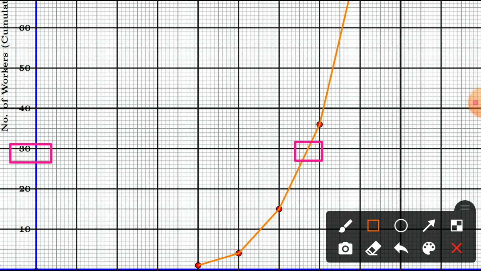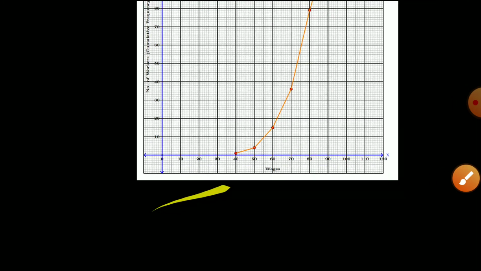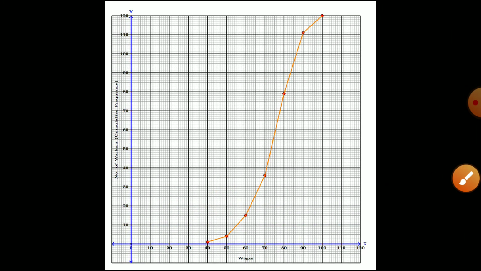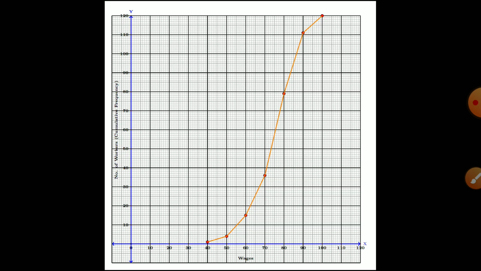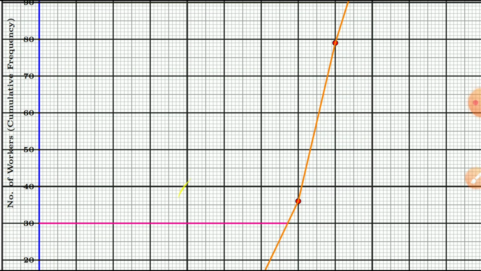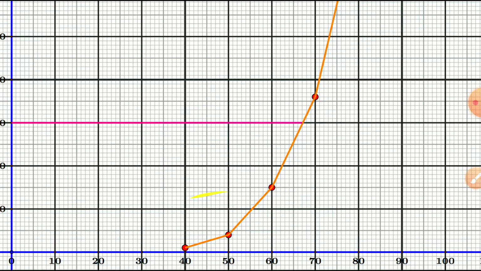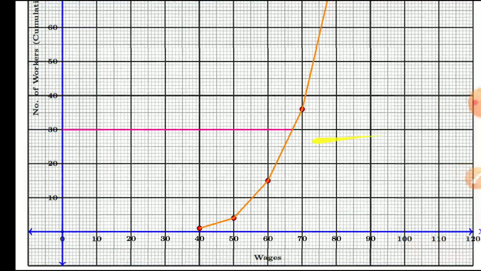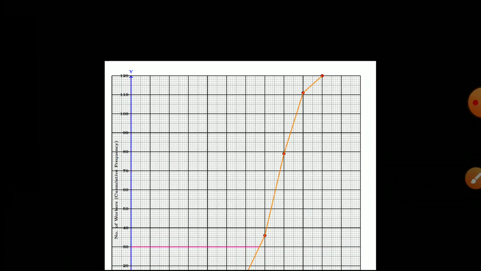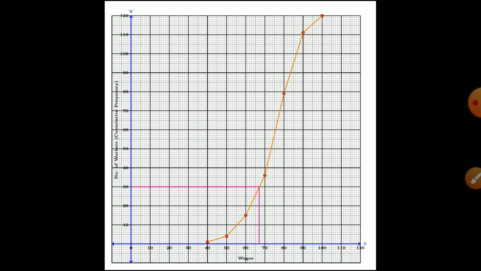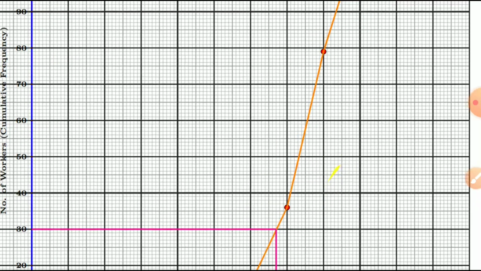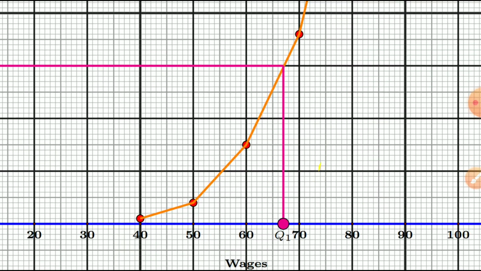Okay, so see here, one horizontal line is drawn. It crosses our graph here, and from that cross point we drop a perpendicular on the x-axis, and that foot of the perpendicular is nothing but q1.